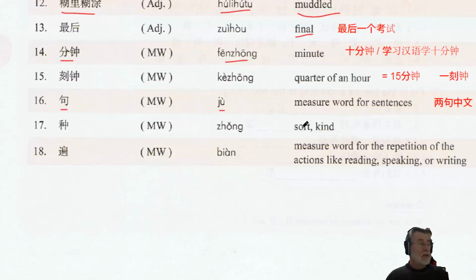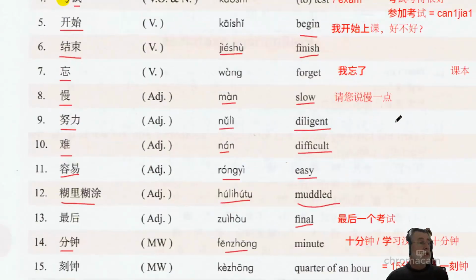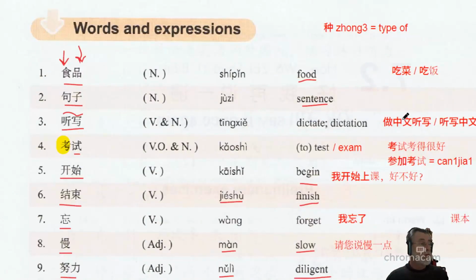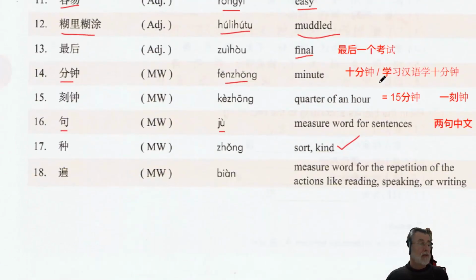Here we go. Here is the word I told you just before. Sort or kind. That was 食品. I said here with 食品 that as a measure word, rather than saying 两个食品, which you could, it's more likely for people to say 两种食品. So here is the word 种, meaning sort or kind or type.